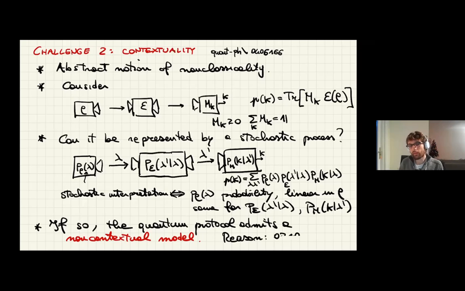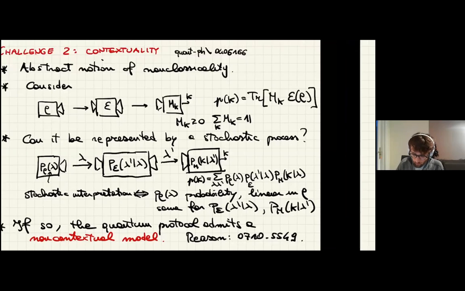And then it's clear that I'm going to call the protocols that are contextual non-classical in a strong sense. They are non-classical in the sense that there is no way of describing them by means of a classical stochastic process. Okay, so it's a meaningful notion of what it means to be non-classical.